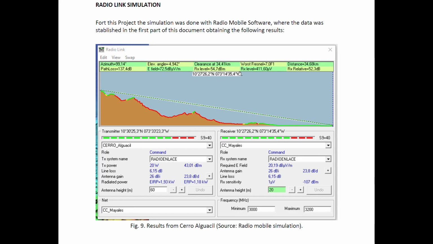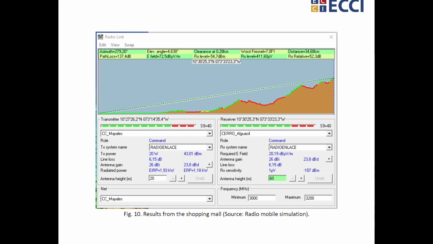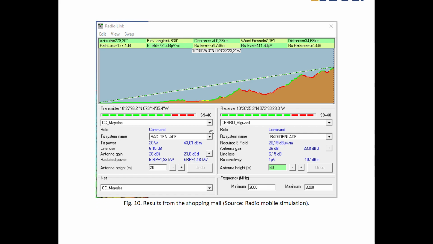Here we have the radial link simulation, where we have the parameters of the antenna with the results. As we can see, we have the parameters that we made the calculation for, for example, the path loss, the power, the receive power, and all that information about this simulation. Here we have the parameters from the other side. As we can see, we have the radio working perfectly without issues.